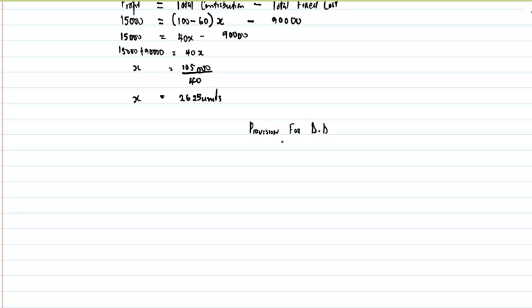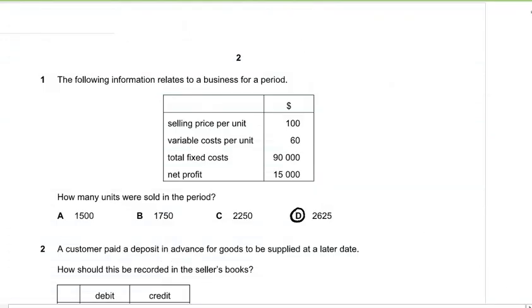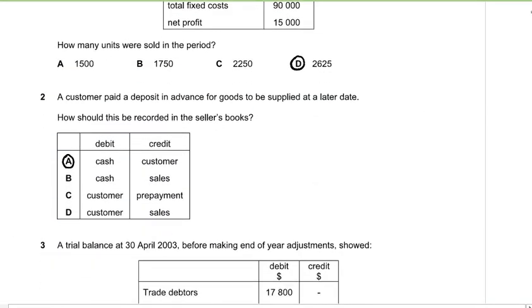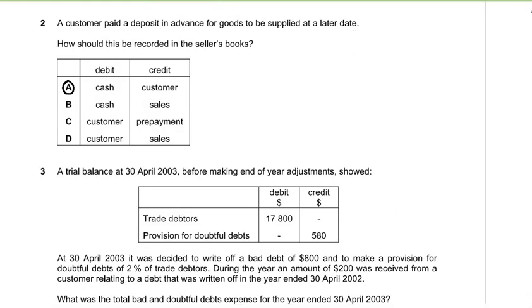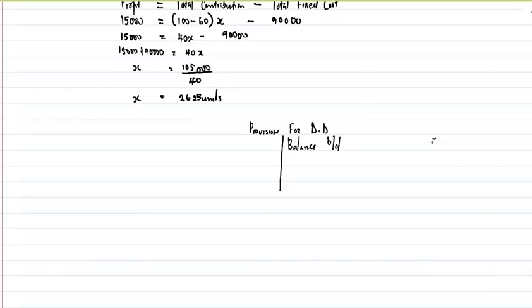For doubtful debts, I'll just use initials there. So obviously we start with our balance brought down. Let's check it out. Balance brought down, that's 580. Right, so 580. Right, what are they saying?